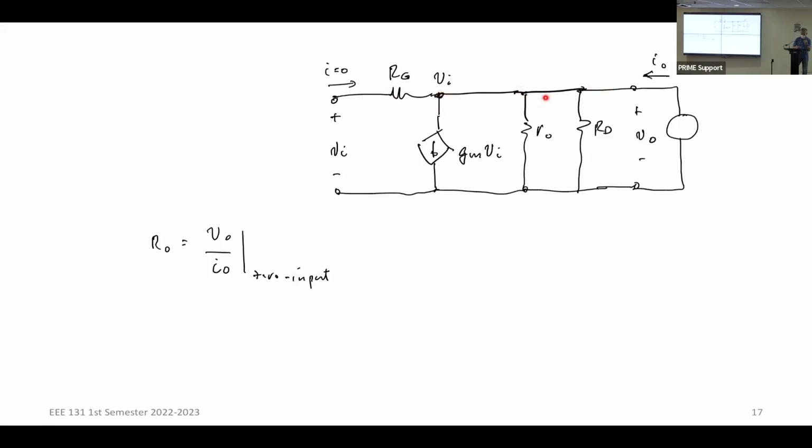And if I apply KCL here, let me apply nodal analysis here. What am I going to get? I'm going to get I sub O is equal to V sub O over RD plus V sub O over R sub O, okay? Plus, yeah, this is GM V sub I. Okay, let me say something about this, it's a shortcut ko ng konti.